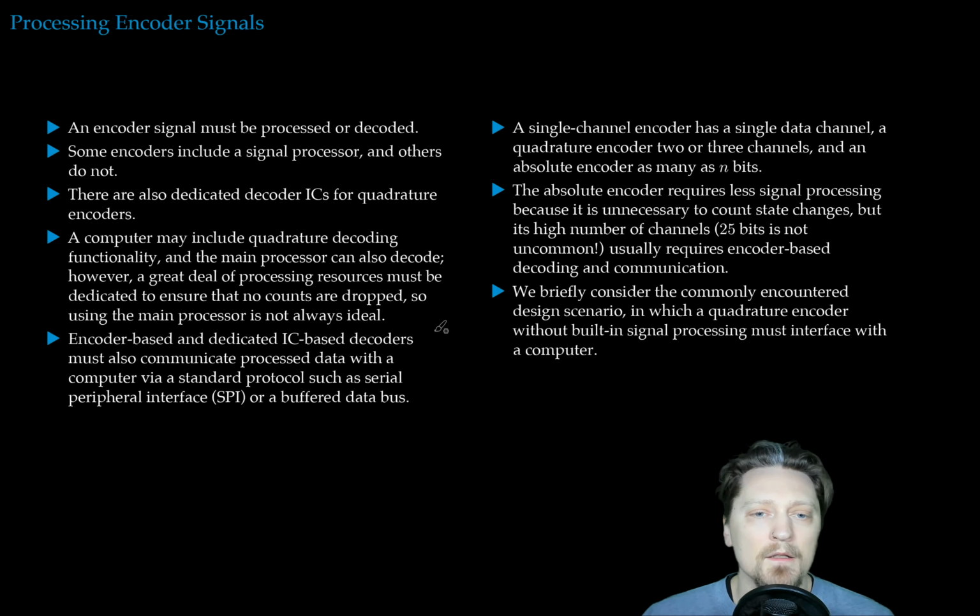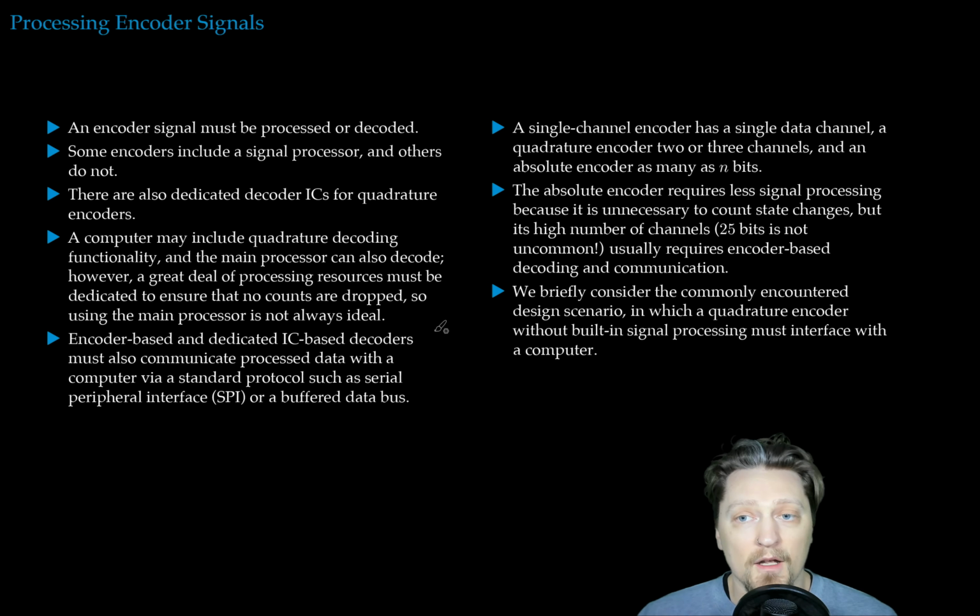However, a great deal of processing resources must be dedicated to ensure that no counts are dropped, so using the main processor is not always ideal. Encoder-based and dedicated IC-based decoders must also communicate processed data with a computer via a standard protocol such as Serial Peripheral Interface, SPI, or a buffered data bus.